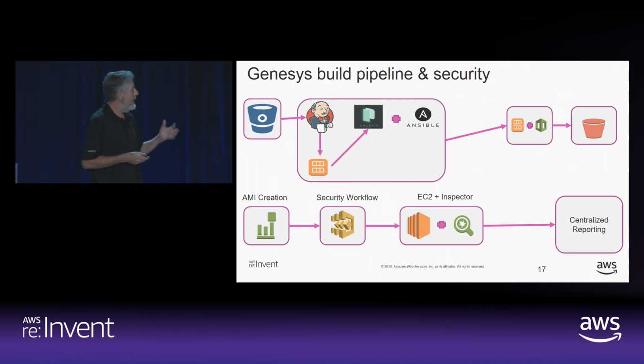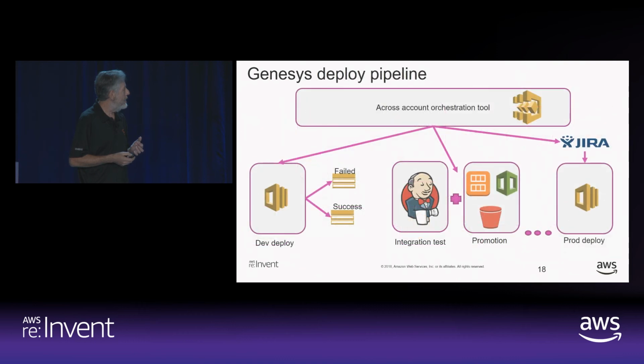We originally wrote that with Nessus, as a matter of fact, and then Amazon came out with AWS Inspector, so we were able to migrate that over to Inspector. Now that same orchestration tool actually works across our accounts. We happen to use a different account for development, test, and production, and this tool works across all the accounts.